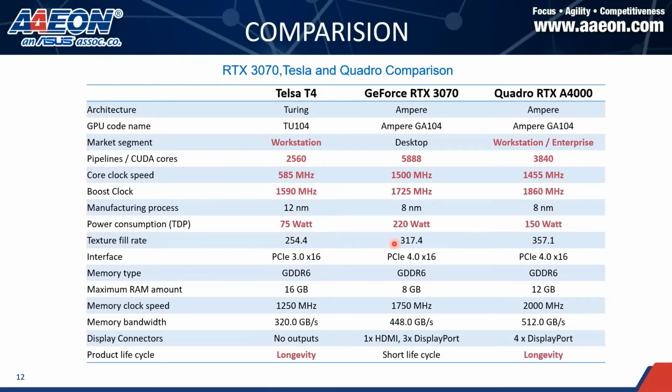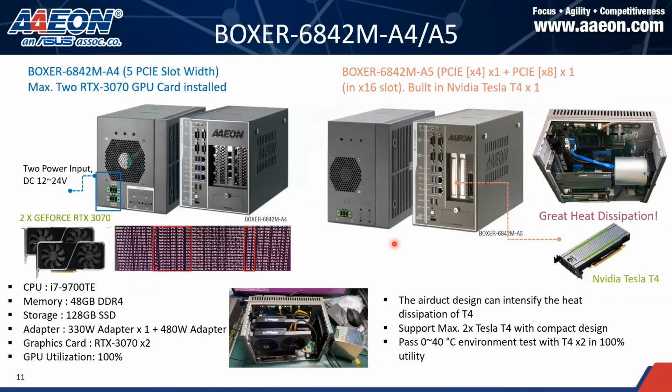And I hope this table can give you an idea when you need to select the Boxer 6842N with any of the graphic cards. You can consider our A5 model. This one is built in with the Tesla T4.